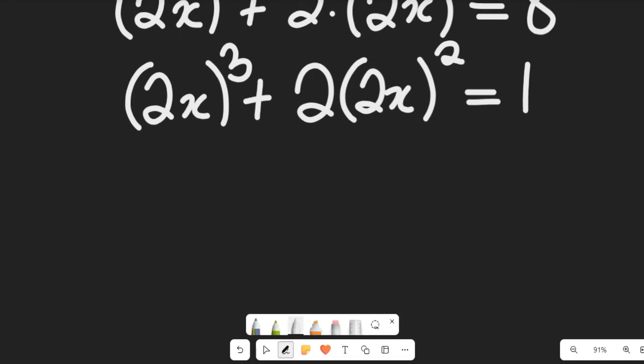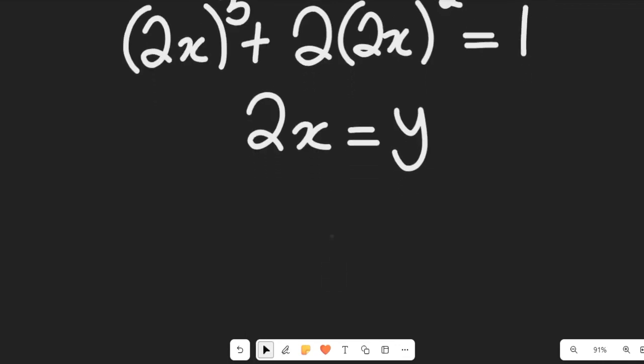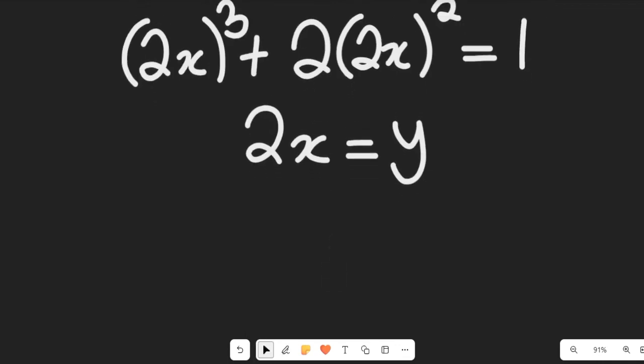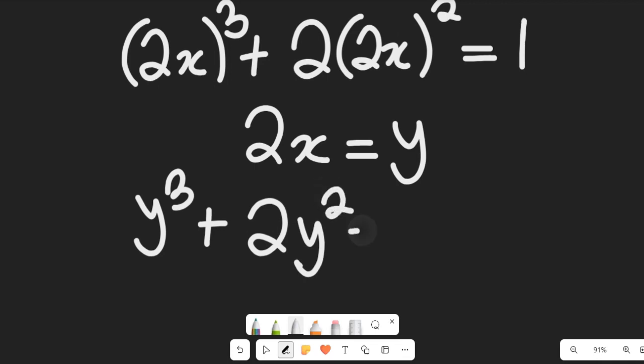Great. So what we are going to do now is to assume something. Let us assume the value of 2x to be equal to y. Now, if 2x is equal to y, that means wherever we find 2x, we can replace it with y. So that expression will now give us y to the power of 3 plus 2y squared, right? And this will be minus 1, and all this will be equal to 0.